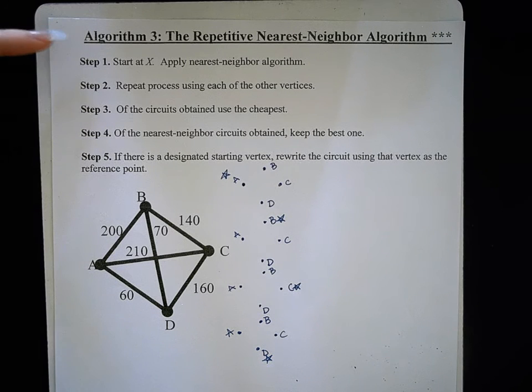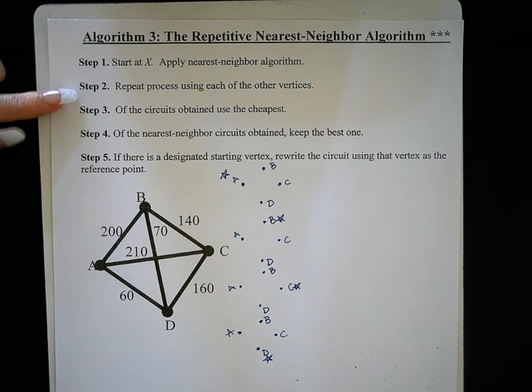The next algorithm we are going to talk about is the repetitive nearest neighbor algorithm. Now, this has a variety of steps. Step 1 states that we start at X. We start at a vertex and apply the nearest neighbor algorithm. Then in step 2, we repeat the process using each of the other vertices.